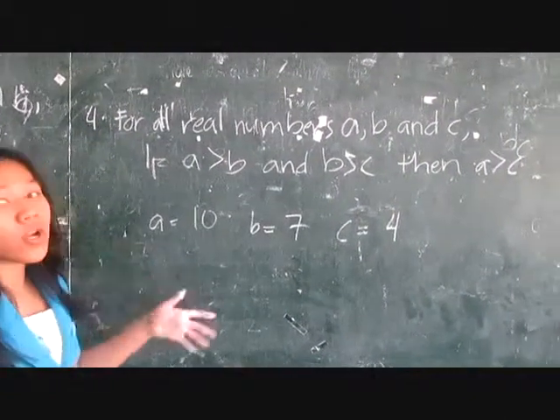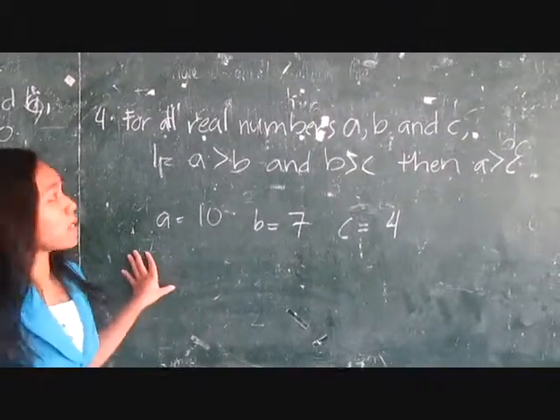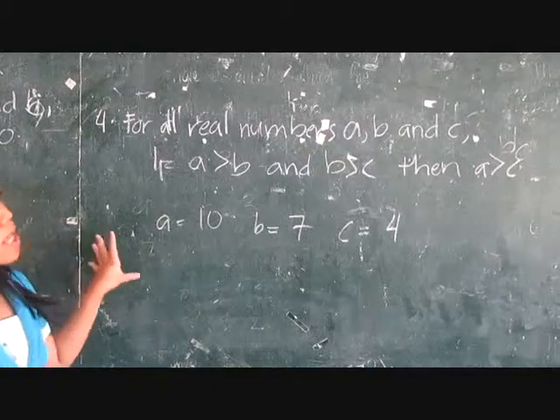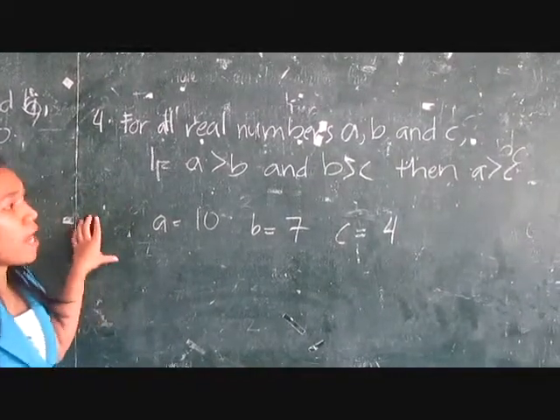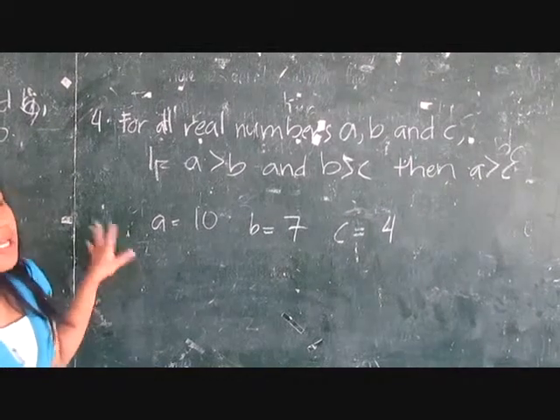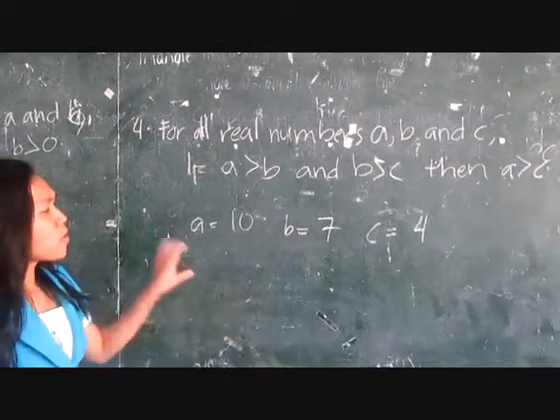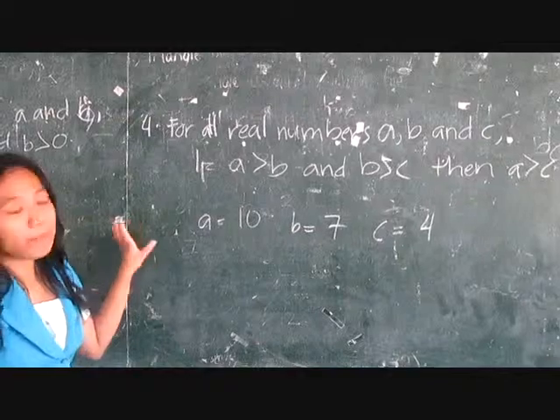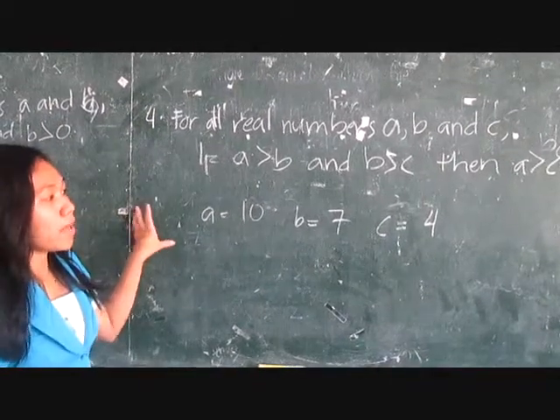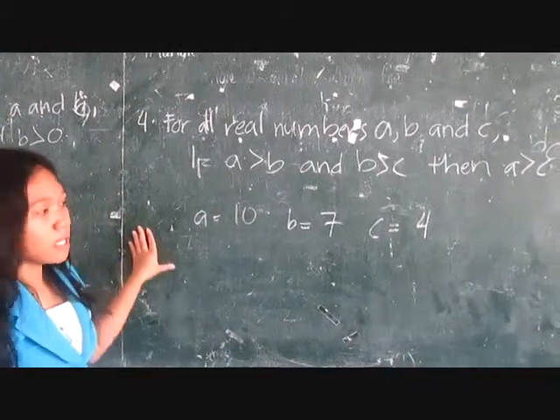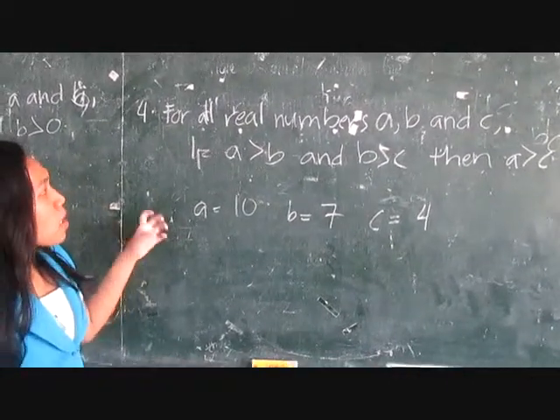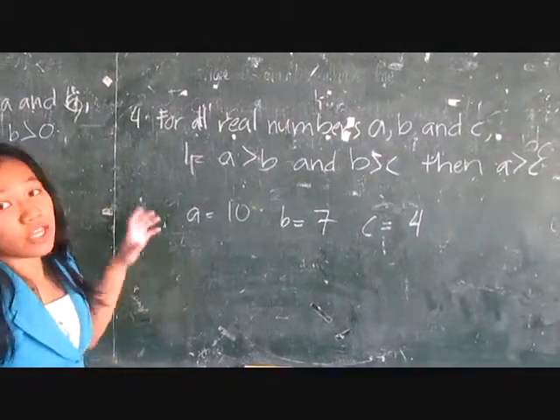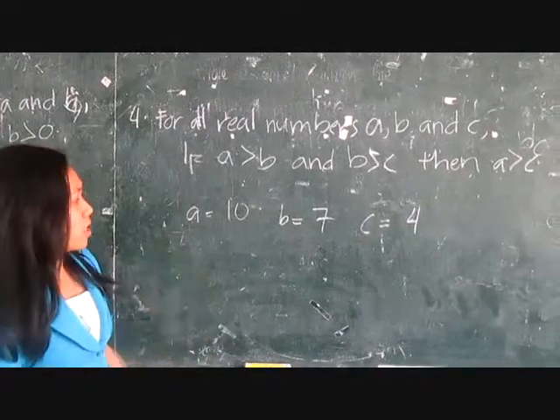Okay, so another property of inequalities is for all real numbers A, B, and C, if A is greater than B and B is greater than C, then A is greater than C. So let's take for example, A is equal to 10, B is equal to 7, C is equal to 4. So in the given example, we can apply the fourth property.